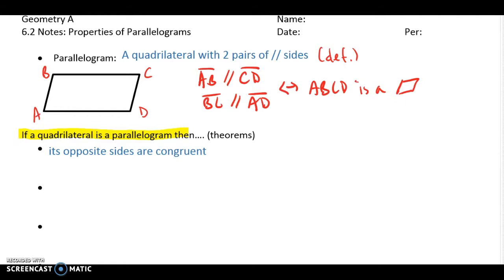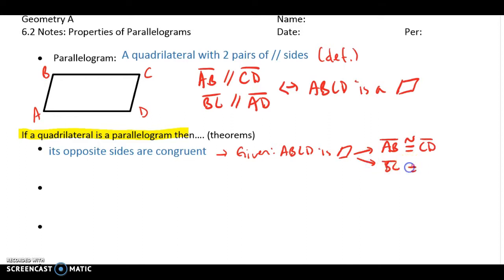So remember, which sides are the opposite sides? Well, that would be AB and CD, right? BC and AD. So again, think about what this means. If we are given ABCD is a parallelogram, and again, that's a symbol for parallelogram, then we can say that AB is not only parallel to CD, but it's also congruent to CD, right? And also, BC is congruent to its opposite side. All right, so that's the first of our theorems.